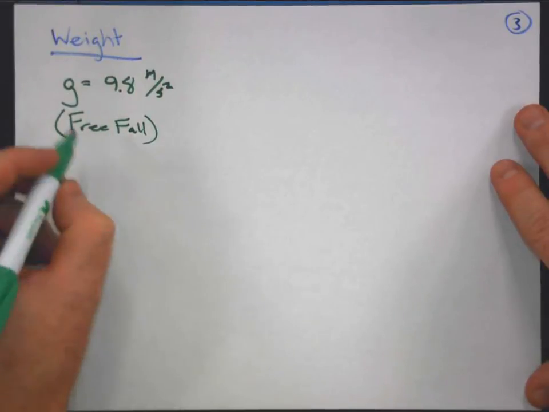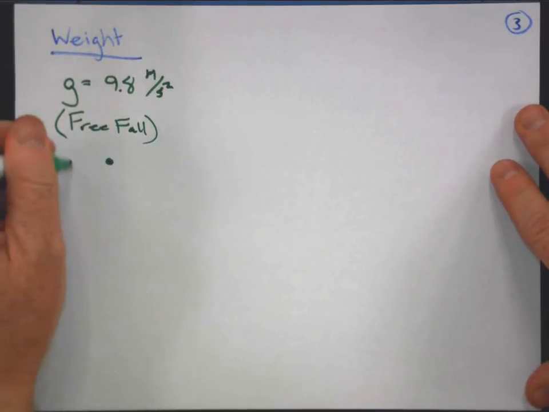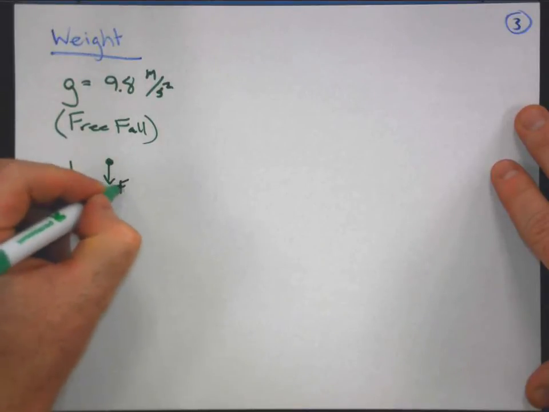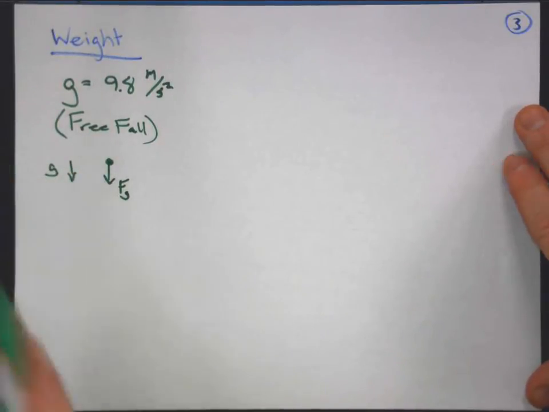right? So if I have something, I just drop it. Well, it will accelerate downward at little g. There's a weight, and the weight is what's pulling it down, accelerating it downward.